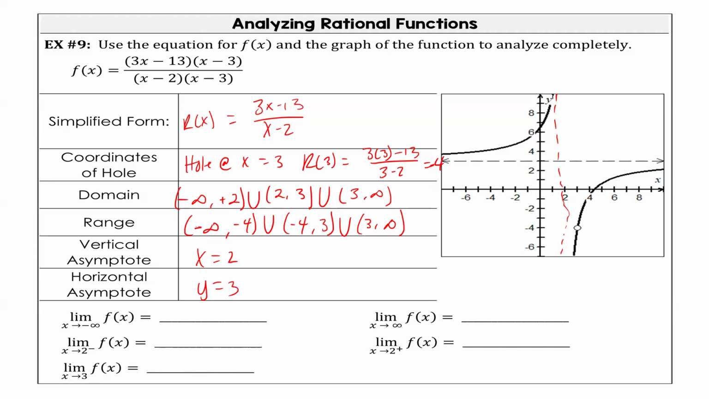Okay, so looking at all this in terms of a limit. The limit as x goes to negative infinity of f of x is approaching 3, and that's because we have a horizontal asymptote. The limit as x approaches 2 from the left, there's a vertical asymptote stopping us and causing us to go towards positive infinity. The limit as x goes to 3 in general, that's our hole, is -4. The limit as x goes to infinity is also approaching 3. And the limit as x goes to 2 from the right is approaching negative infinity. And that concludes all of Unit 1B.